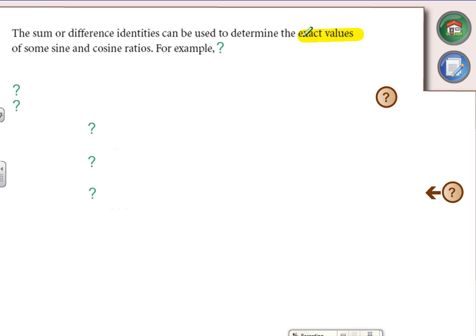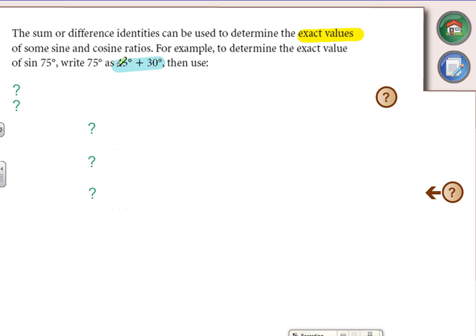Exact values. That's talking about those 15, 75. So any multiple of 15 degrees now is going to be able to be used as exact values. As you can see there, sine of 75, that's broken up into 45 plus 30. 75 was not on the original unit circle, but two values that are, 45 and 30, can be made into 75.